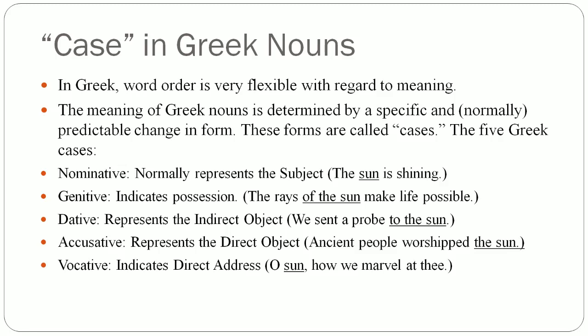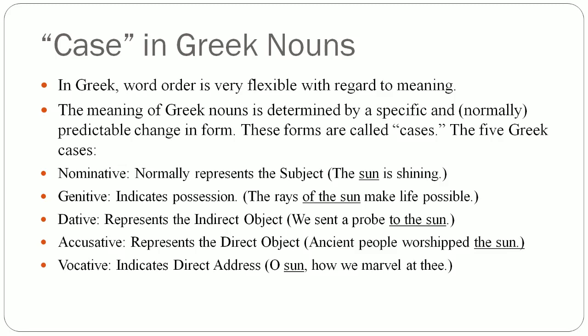Okay, the next one, the accusative case. This is the fourth one. This is the last major one. You will normally just be responsible for memorizing the nominative, genitive, dative, and accusative forms of a word. The accusative represents what we call the direct object. The direct object is the thing or person that receives the action of the verb.